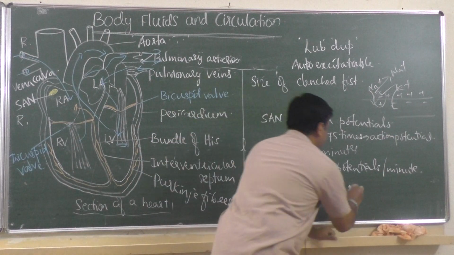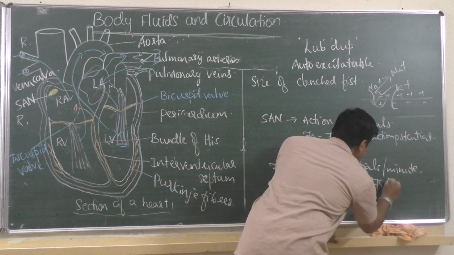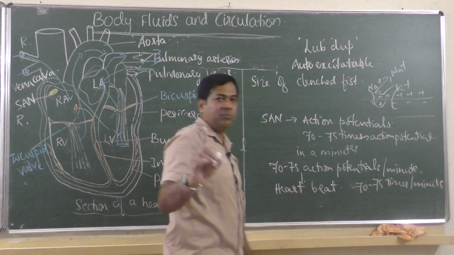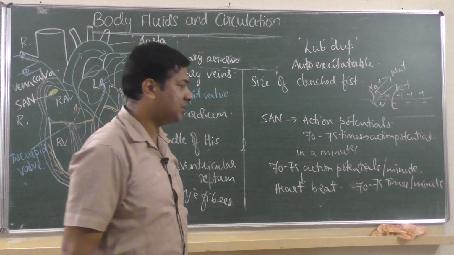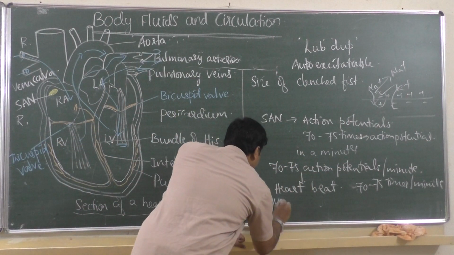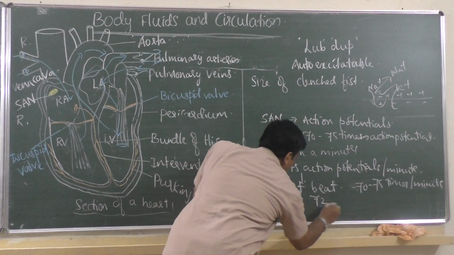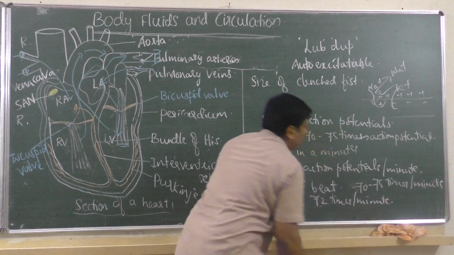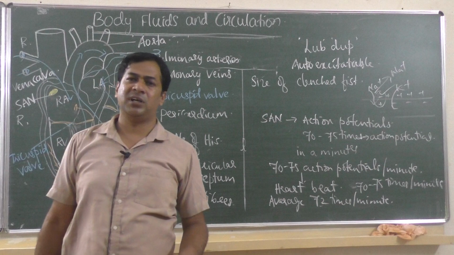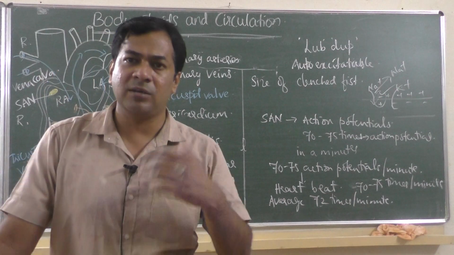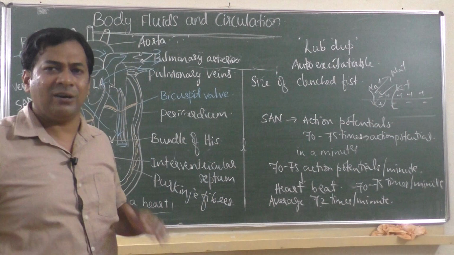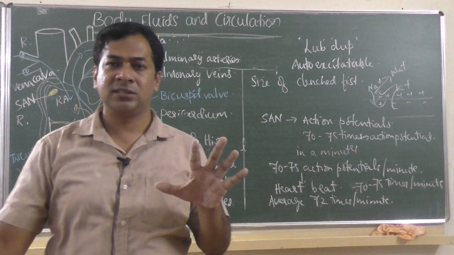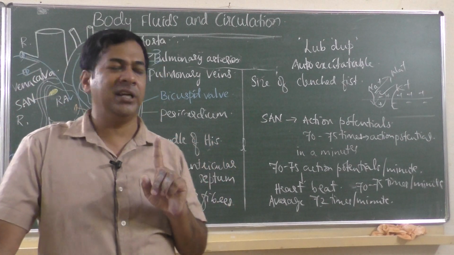So the heartbeat is 70 to 75 times a minute. You already know this, you learned it in high school. In 1 minute, the heart beats 70 to 75 times. On average the heartbeat is 72 times per minute. It ranges. In some people it is 70, in some 71, in some 73, in some 74, in some 75. So if you take the average, the heartbeat is 72 times in a minute.